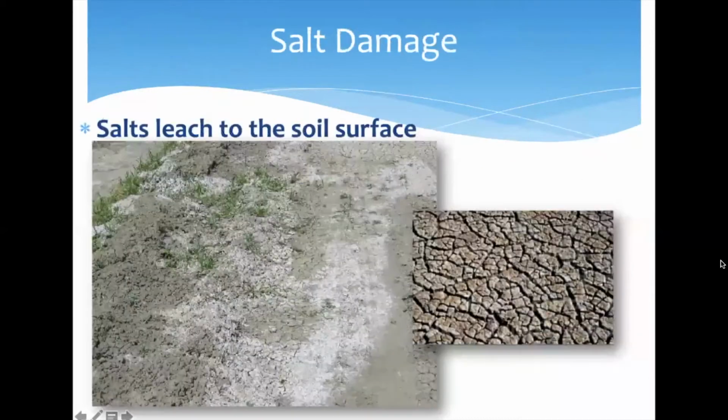Now, let's look at some examples of salt damage. Here we can see those big white patches of salt, and that's the salts actually leaching to the soil surface. You can see not a lot of plants are growing in that area because there's so much salt that's accumulating. Also, we have the soil that is cracking. It's cracking because it's so dry. It has so much salt content that any amount of water that's being pulled here is pulled right to the salt, and that's drying out the soil completely.